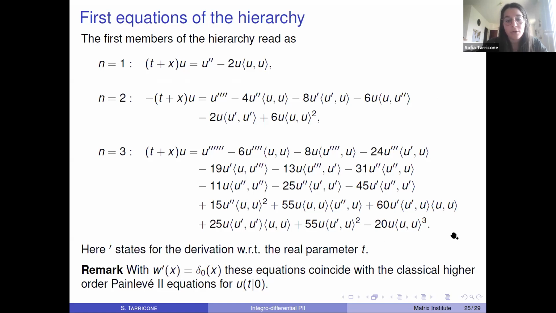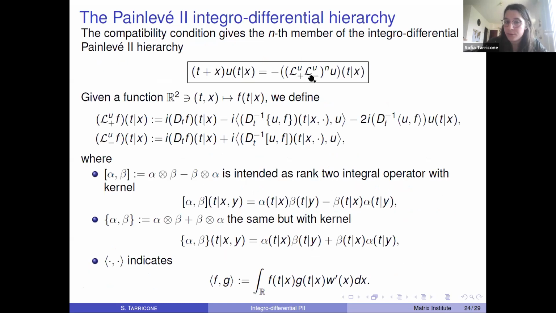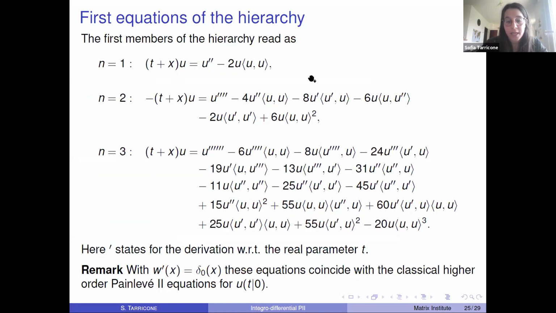Okay, and moreover, the recursion operator LU plus LU minus, if you take this choice of the weight, is really similar to the recursion operator that was used by Airy in 1979, who was the first to define the higher order Painlevé II equations. So these are the equations of the hierarchy.